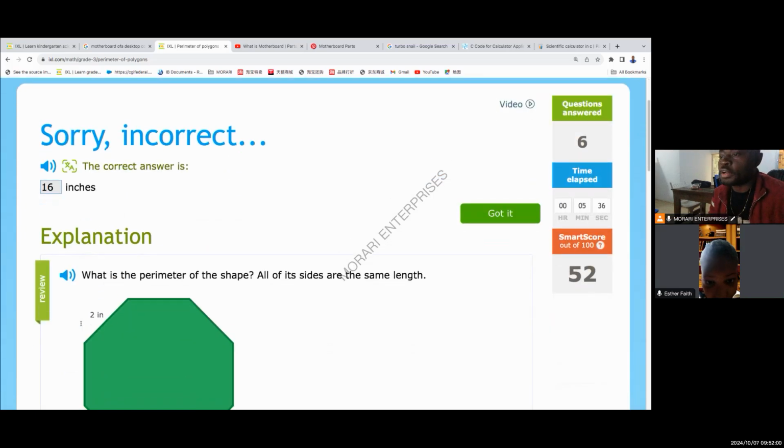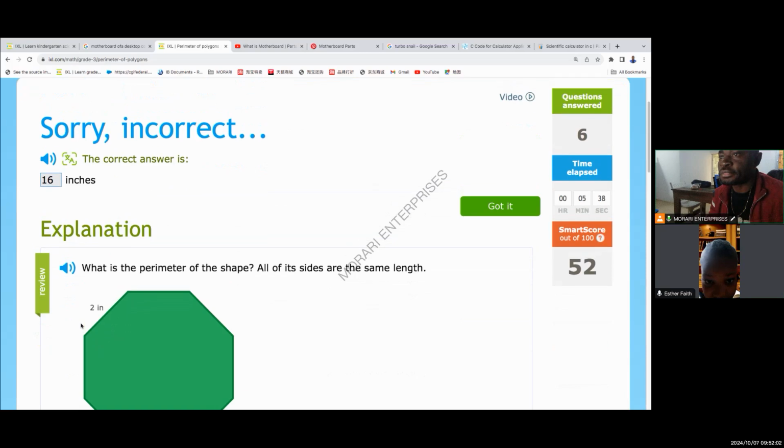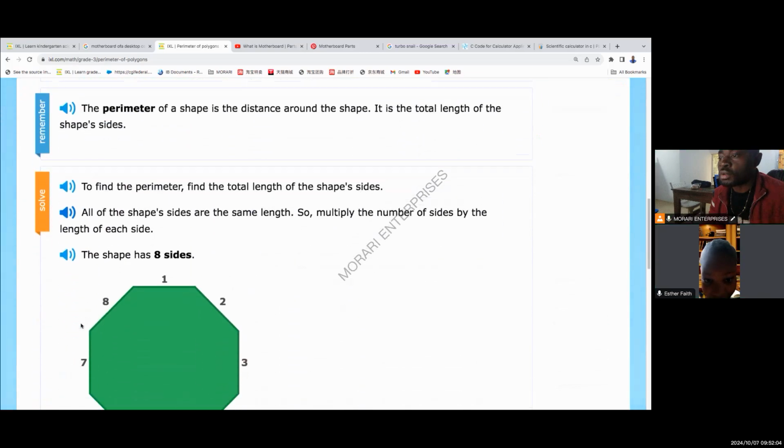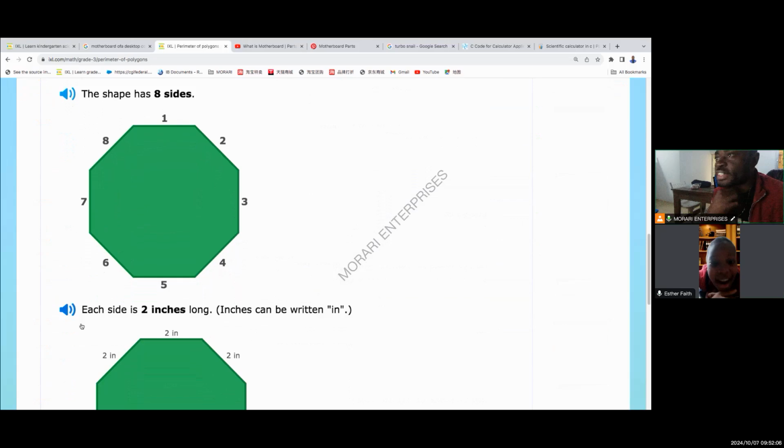It says incorrect. Why? How many number of sides? 8. And you went there and counted 9. This is what you do. Number the sides so that you don't forget. You don't go and count one side twice. You number it.